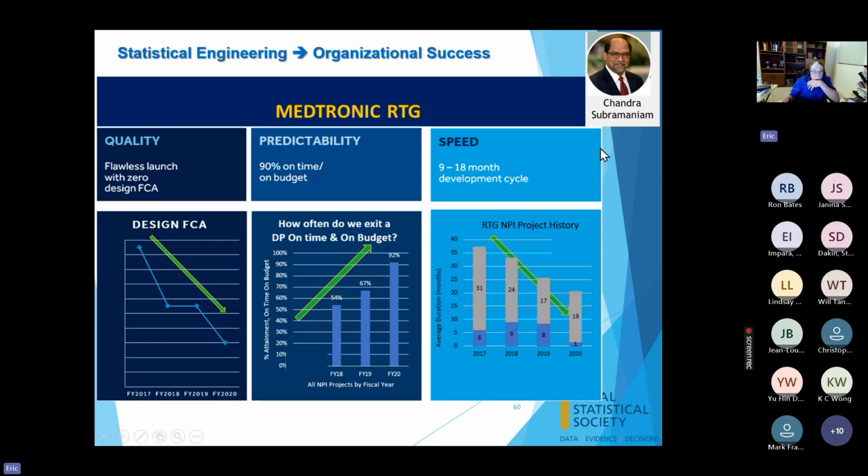And this is kind of the outgoing slides from Chandra. And we were able to reduce our design-related field corrective actions by 70%. Okay. So most of these were flawless launches. I showed you an example of a flawless launch a while ago. And the ones that remained over here, actually, these were software issues.